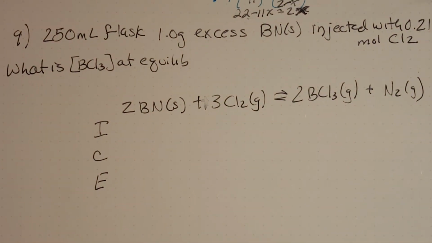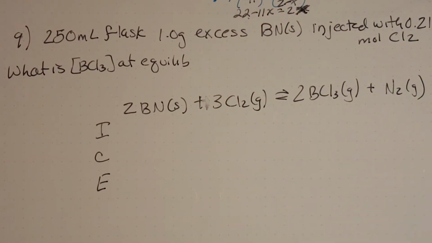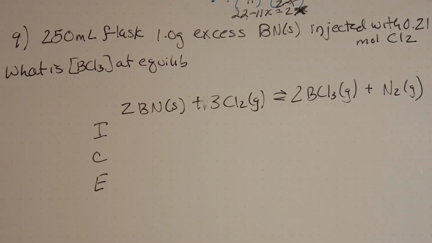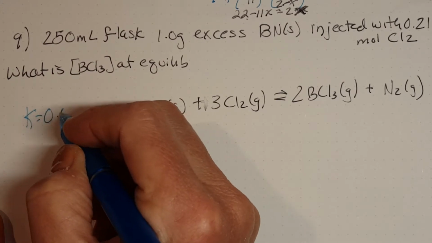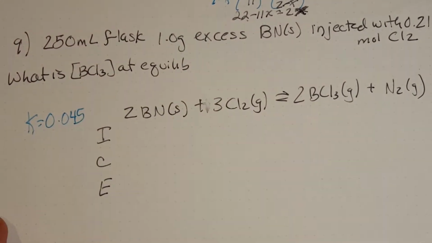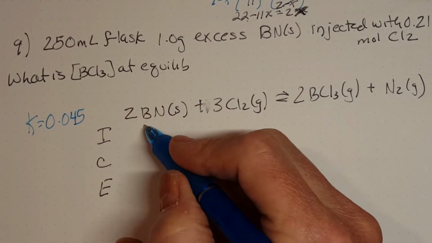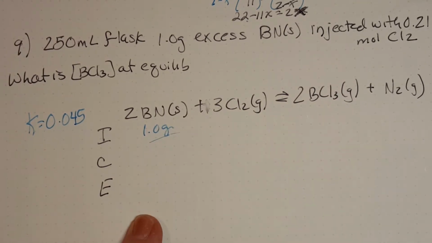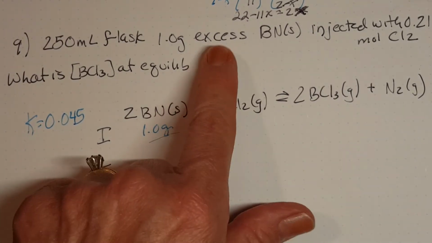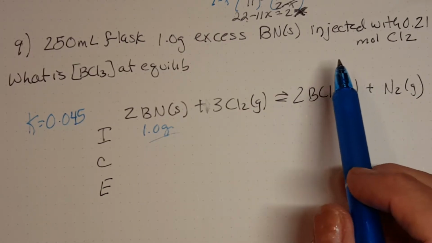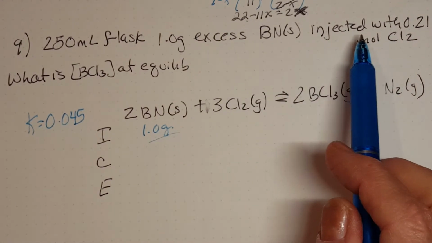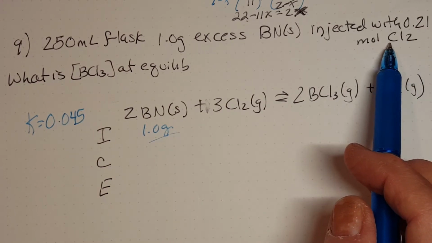Okay, so for number 9, we have a 250 milliliter flask, and we're given the reaction, and for the reaction, we're given that K is equal to 0.045. And we have 1 gram of the solid, and we know that the solid doesn't matter for equilibrium as long as it doesn't run out, and we're told that there's excess. And in this, it's injected with 0.21 moles of Cl2.